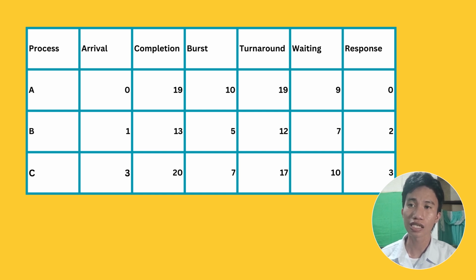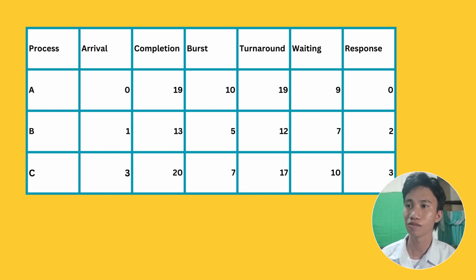To better understand the performance, let's calculate some key scheduling metrics. Turnaround time is completion time minus arrival time. Waiting time is turnaround time minus burst time. Response time is first CPU start time minus arrival time.